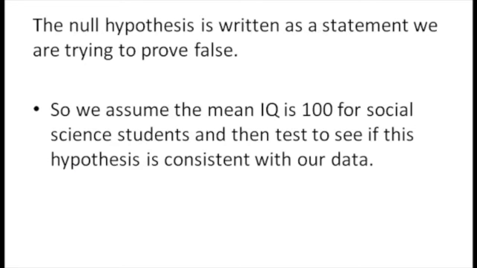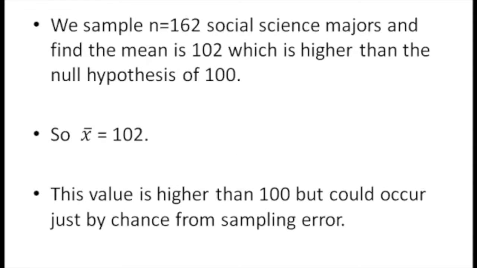The null hypothesis is written as a statement we are trying to prove false. So we assume the mean IQ is 100 for social science students and then test to see if this hypothesis is consistent with our data. We then conduct our study and collect observations. We sample n equal to 162 social science majors and find the mean is 102, which is higher than the null hypothesis of 100. So x bar is 102. This value is higher than 100 but could occur just by chance from sampling error.